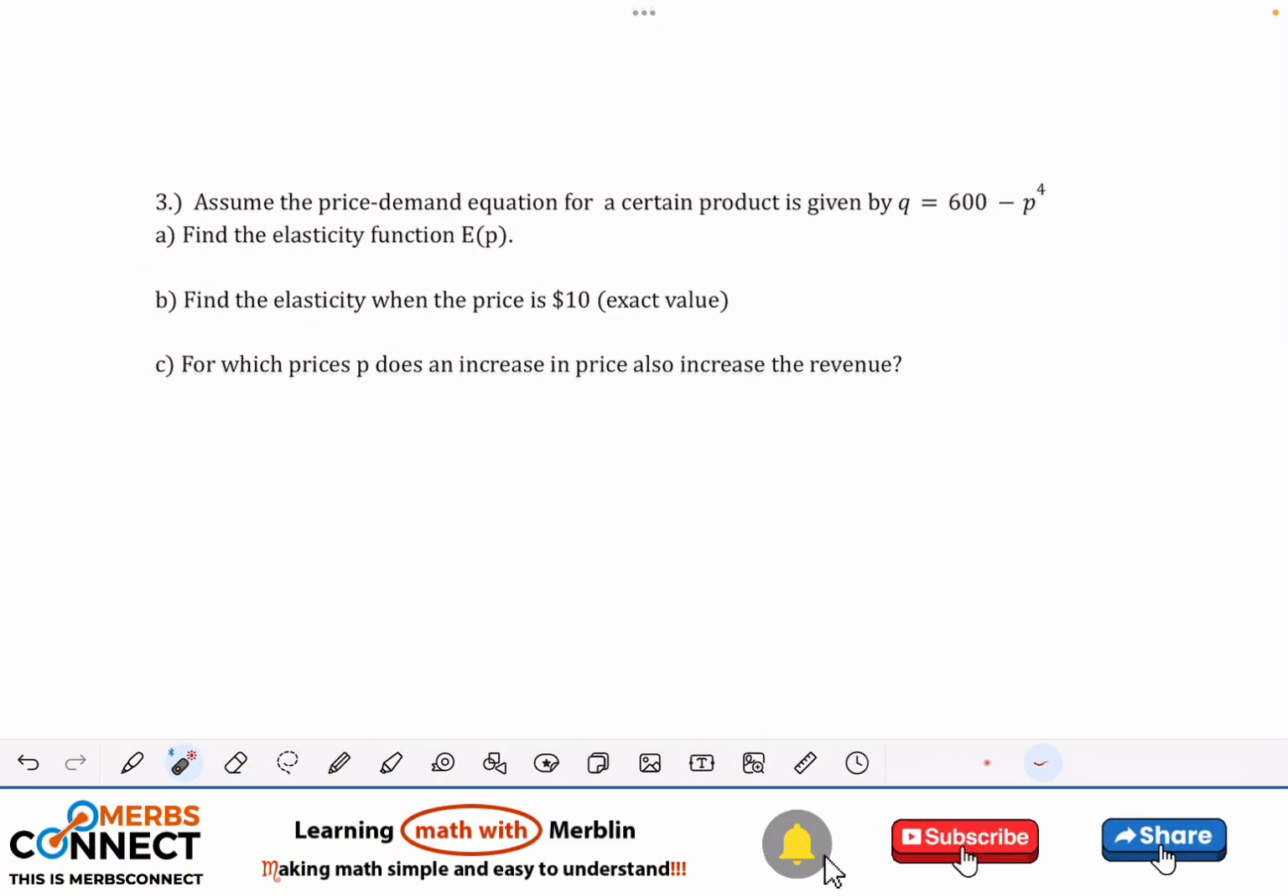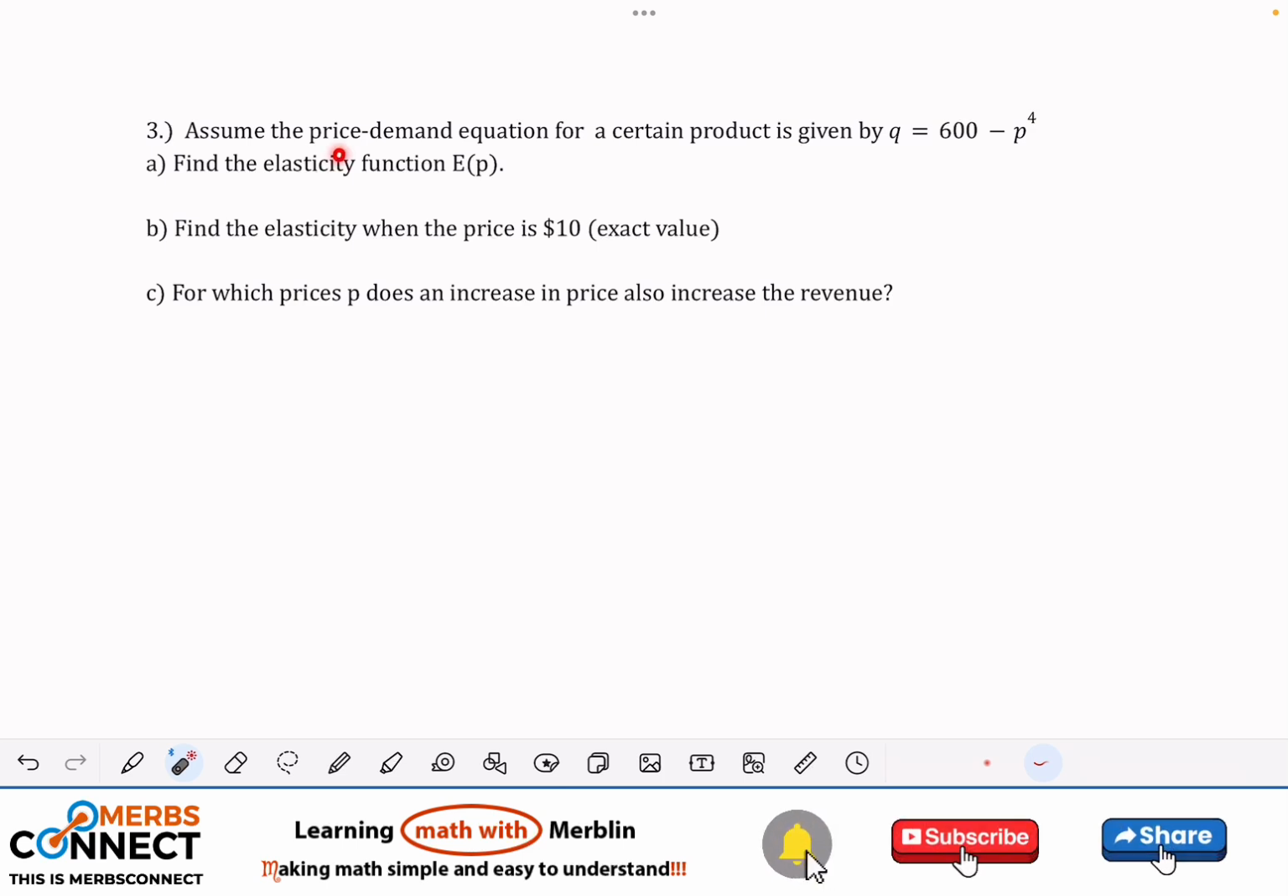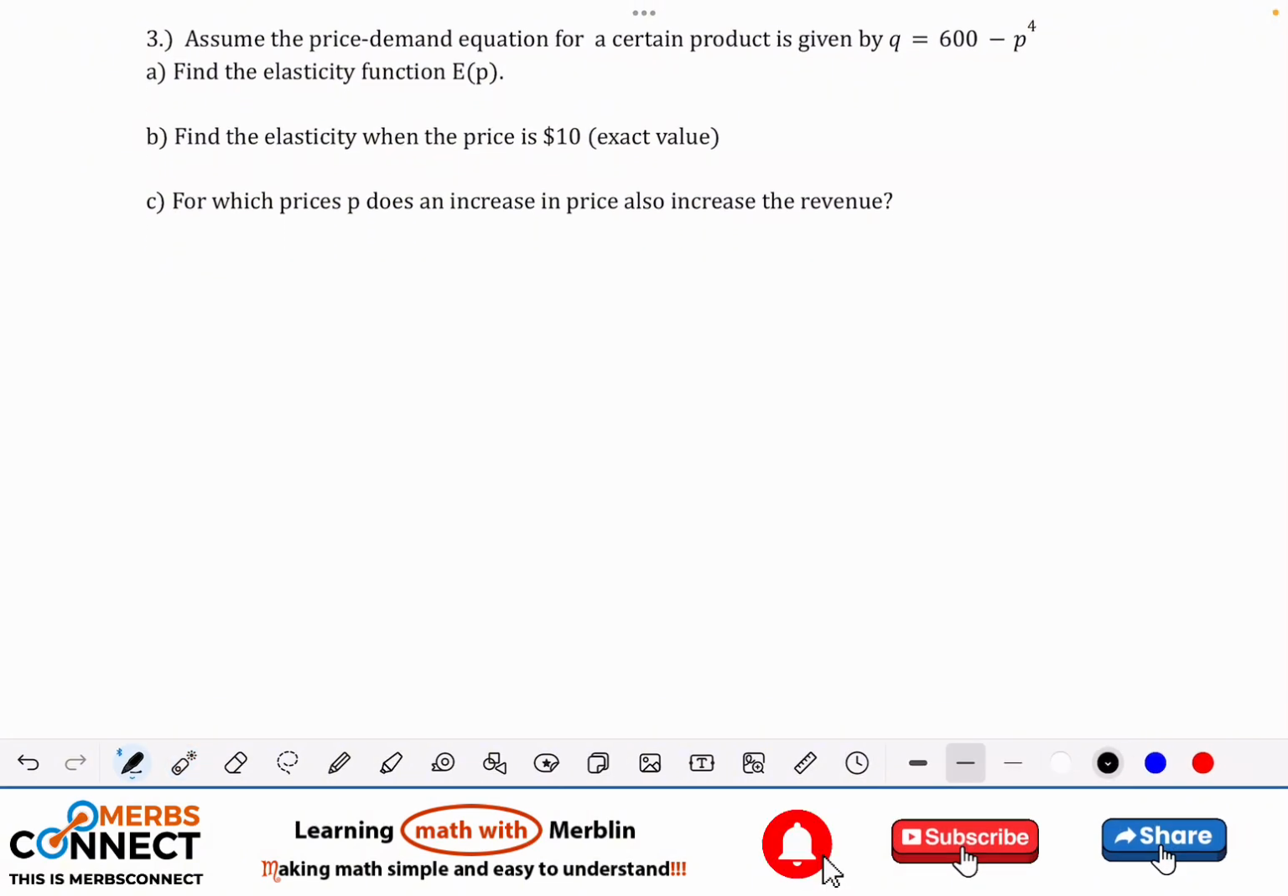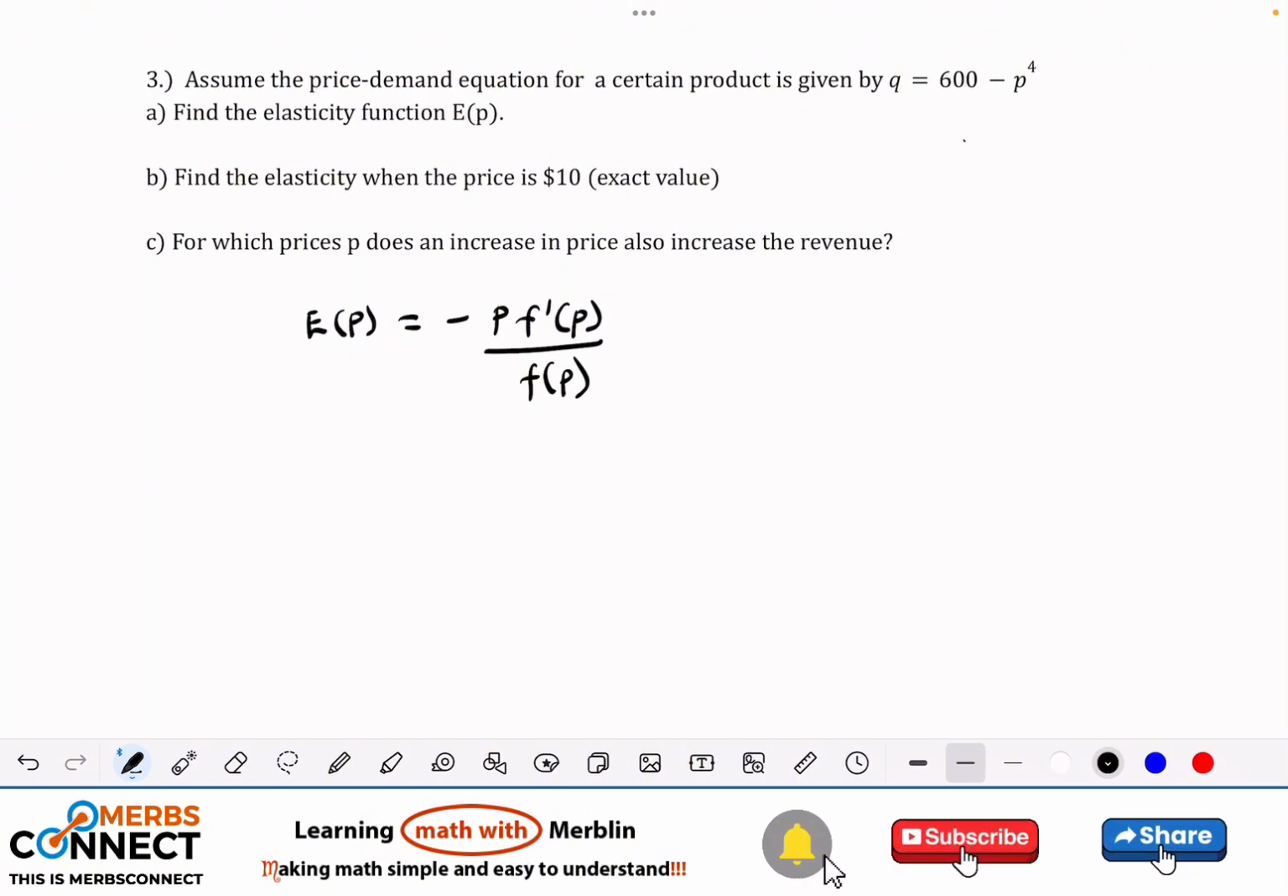Now let's look at question 3. We assume that we have the price demand equation to be this, that is Q. Then we want to find the elasticity function, E of P. So the first thing that we need to remember is the formula for finding the elasticity function. We know that E of P is equal to minus P F prime of P divided by F of P. But remember we said K is the same as F of P.